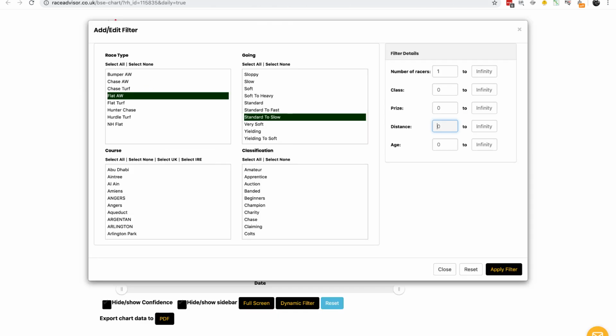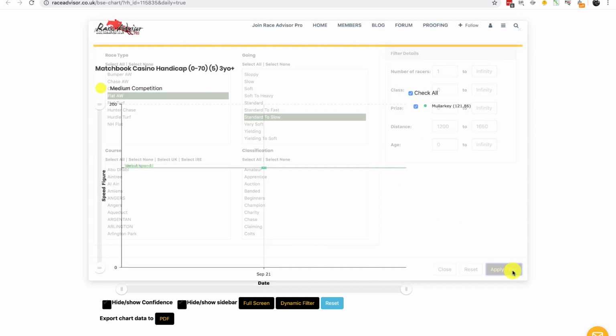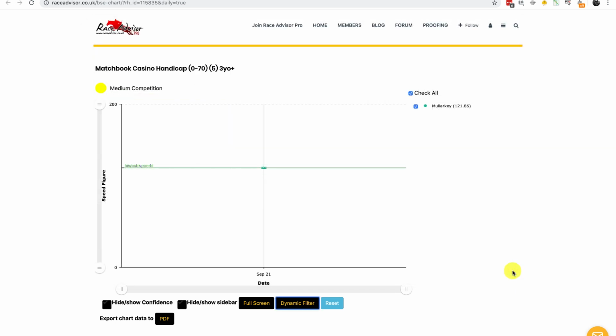1,420, I believe. So I usually add and subtract a couple of hundred from that, so I'll probably put around 1,200 and around maybe 1,650 in there and apply the filter. And you can see, as expected, over this distance, there's not very many.